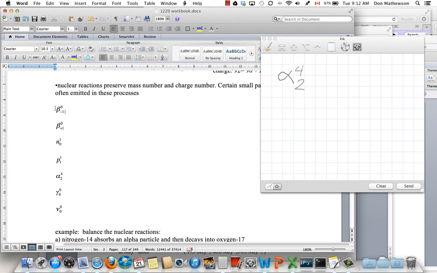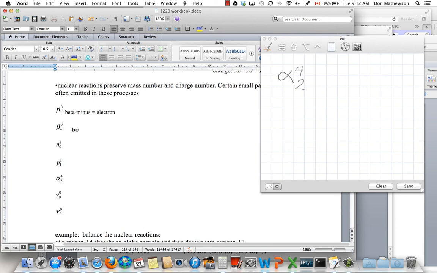The first one here is a beta particle, and this is called a beta minus particle. A beta minus particle is also an electron. You'll see that it has very little mass, so basically mass number is 0. It's 1/2000th of the mass of a proton or a neutron, and it's got a charge of -1.